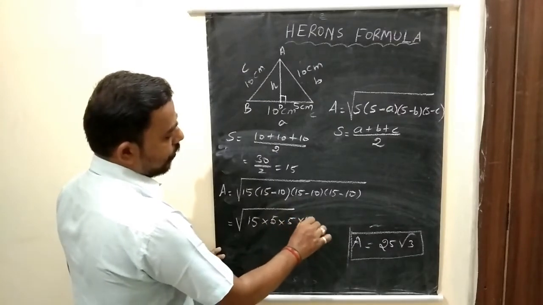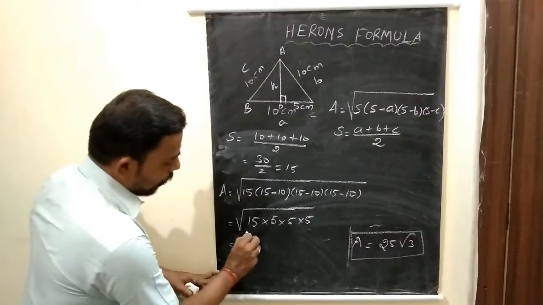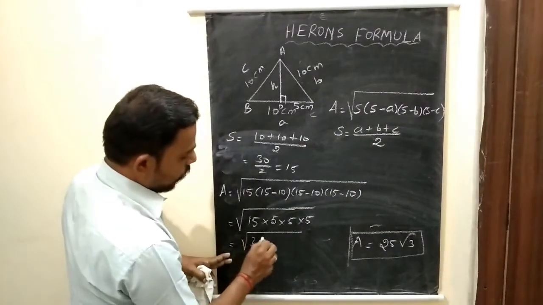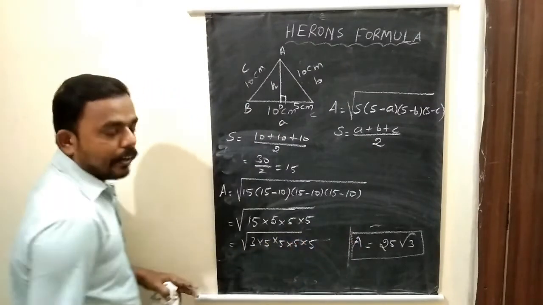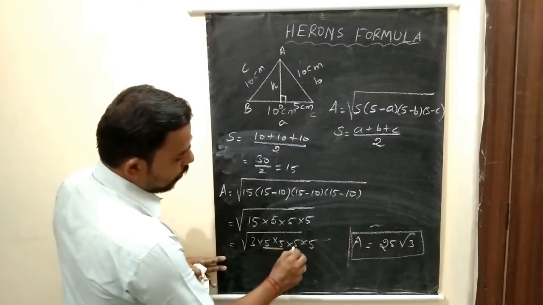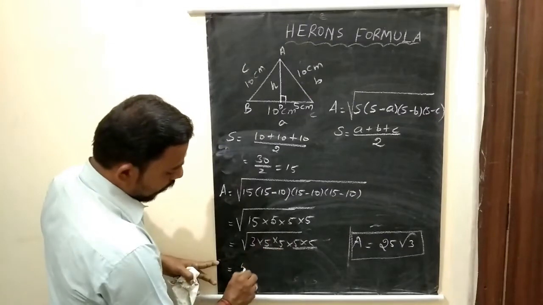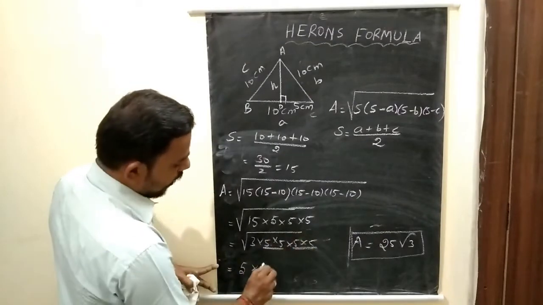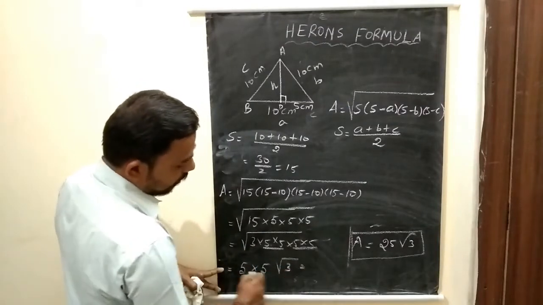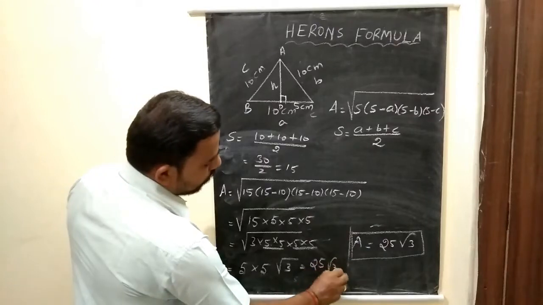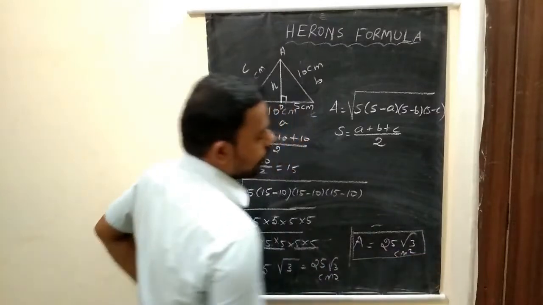5, 5. Don't multiply this value. Already you know that the prime factorization of 15 is 3 into 5. So already 5, 5, 5 is there. Take one 5 from this pair, another 5 from this pair. Remaining only 3, that is root 3. So 5 fives are 25, so 25 root 3. All are centimeters, so the area is centimeter square.